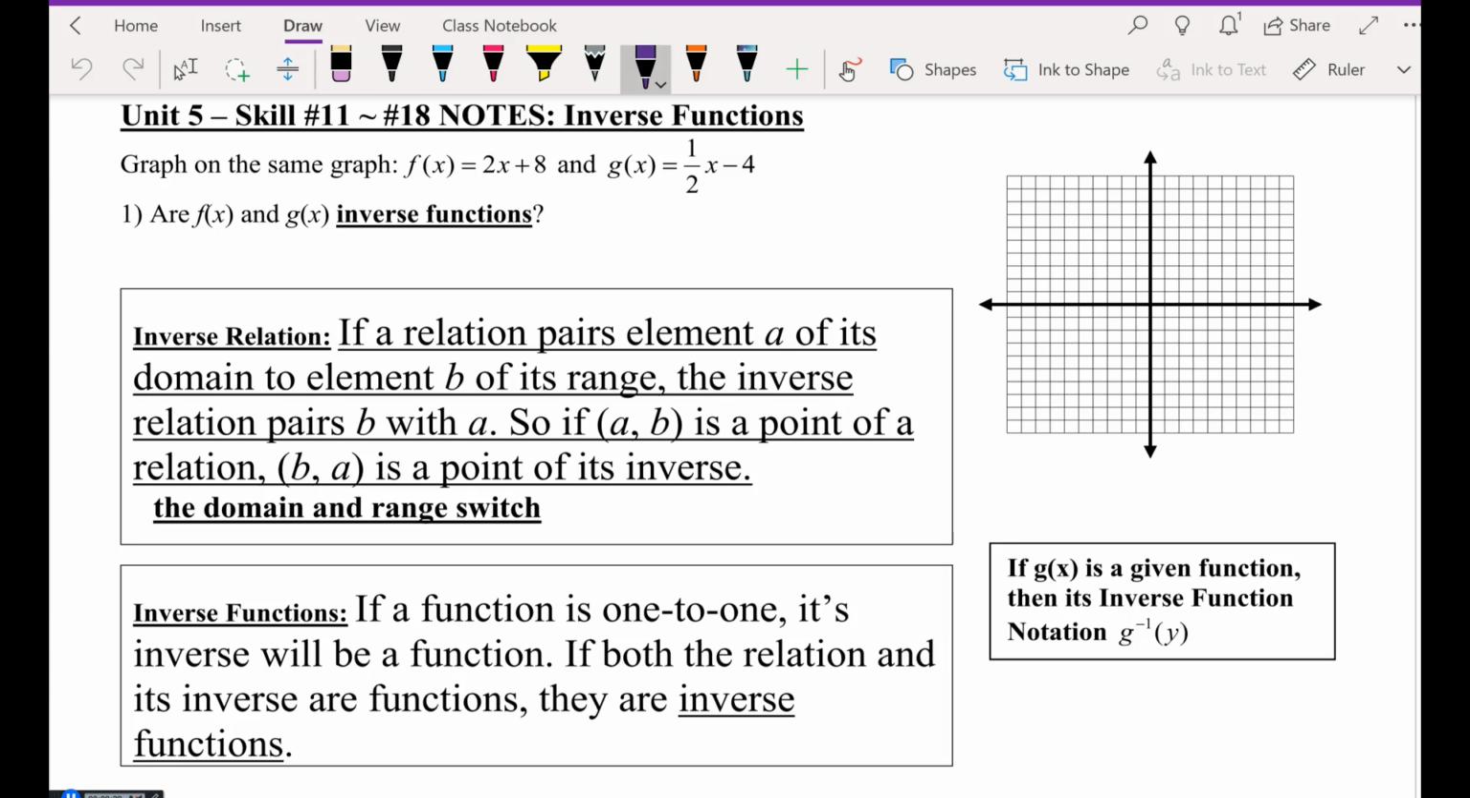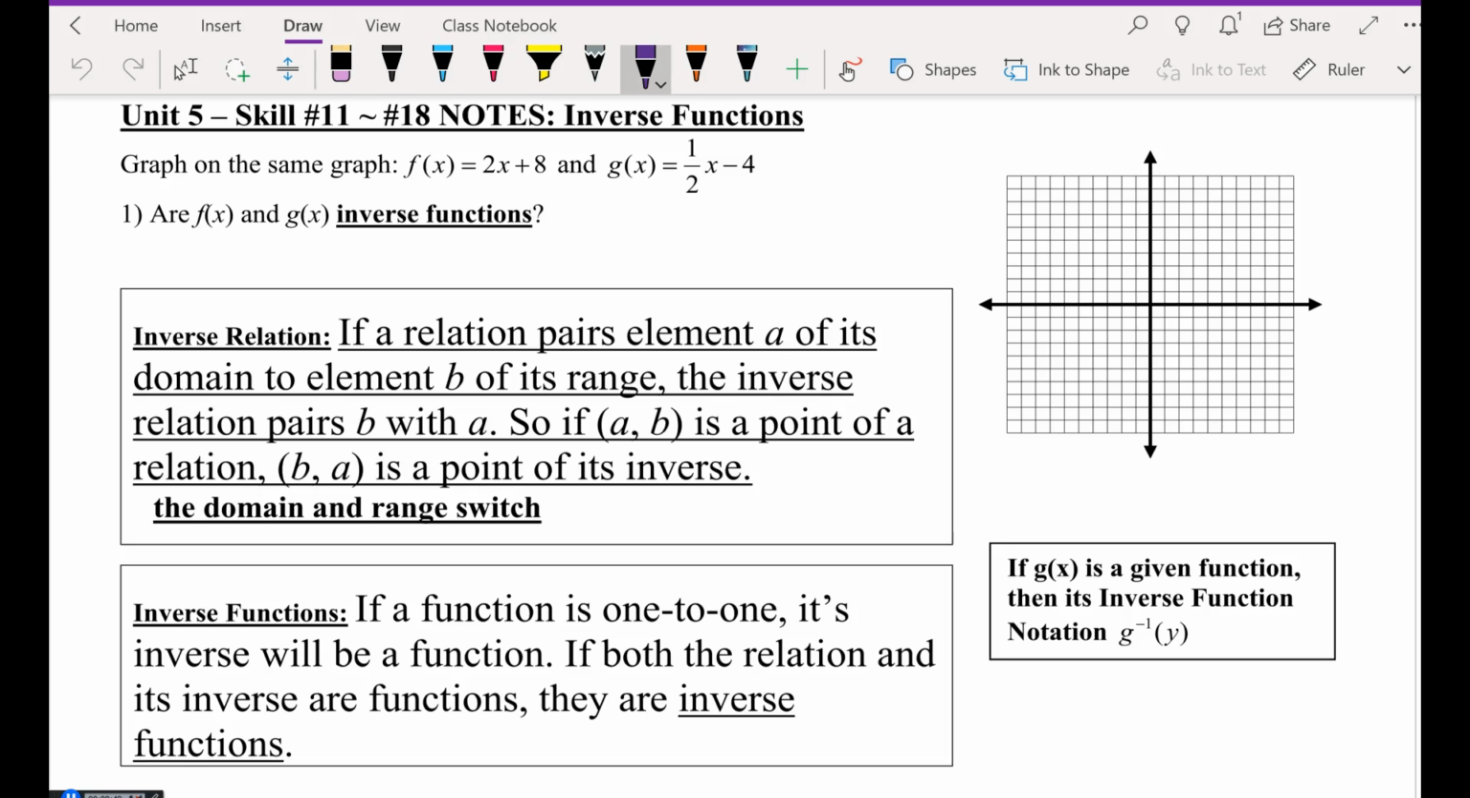Okay, can you help me read the title of our last skill of this unit? McKenna, what's our title for our last skill? Inverse functions. Yeah, inverse functions, okay? I want to come back to example 1 really quickly.